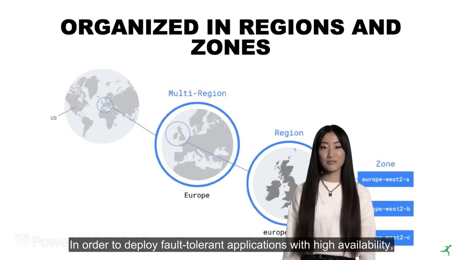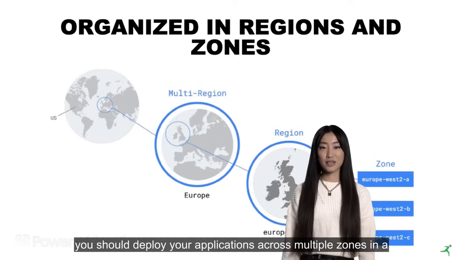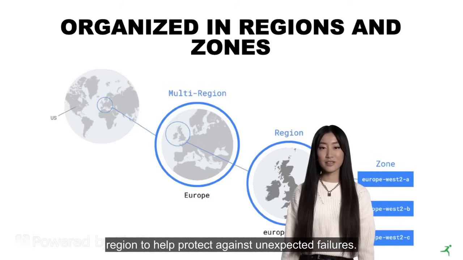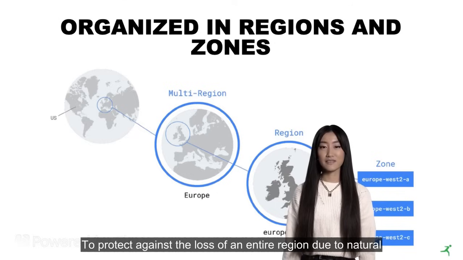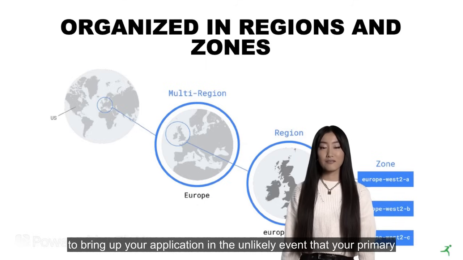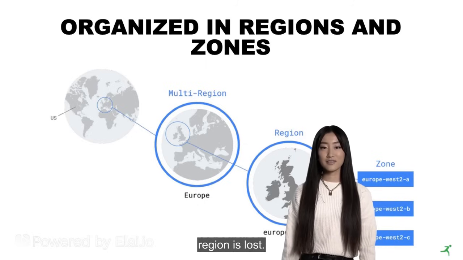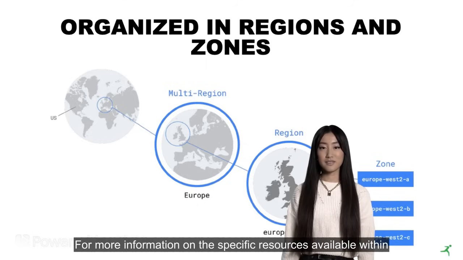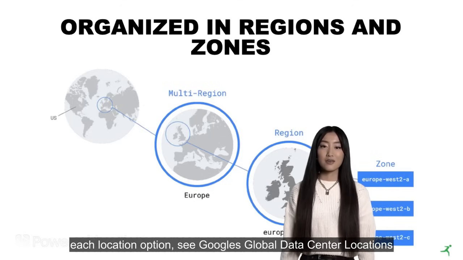In order to deploy fault-tolerant applications with high availability, you should deploy your applications across multiple zones in a region to help protect against unexpected failures. To protect against the loss of an entire region due to natural disaster, you should have a disaster recovery plan and know how to bring up your application in the unlikely event that your primary region is lost. For more information on the specific resources available within each location option, see Google's Global Data Center locations.